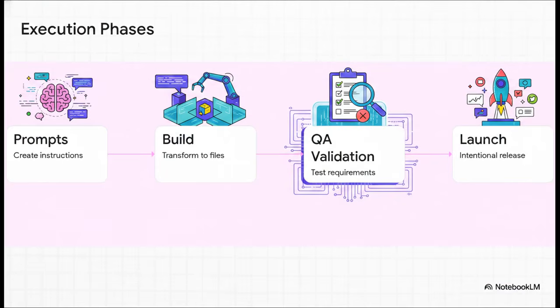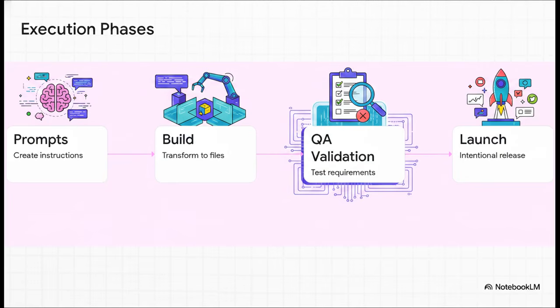Only once that is done do we move to part 4, building and launching. This is where your structure meets AI speed. Let's quickly go through these execution phases. You start with prompts and your AI workflow, creating structured, reusable instructions so the AI behaves predictably. Then comes the build phase, where you finally transform those designs into actual working files and code.